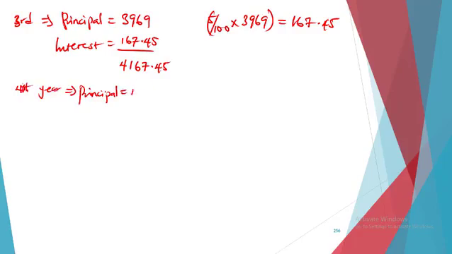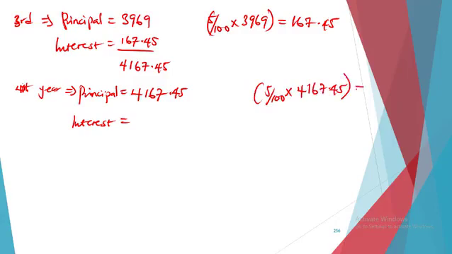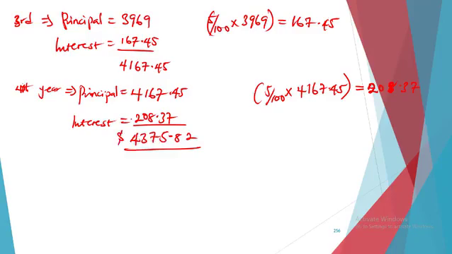Then our fourth year, which is the last year, we have our principal equal to 4,167.45. Then our interest will be 5 over 100 times 4,167.45, and that gives us 208.37. When we add it up, we have 4,375.82.